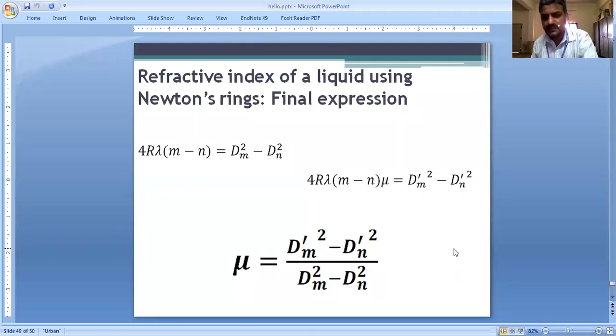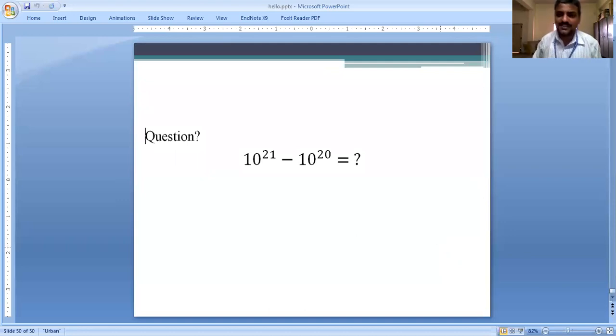And after this slide, I want to ask you a simple question. I want to get the answer in the chat. What is the value of this? Is anybody sleeping?